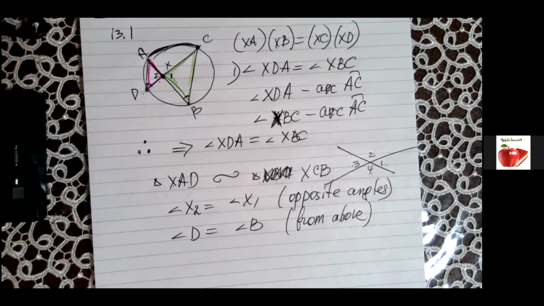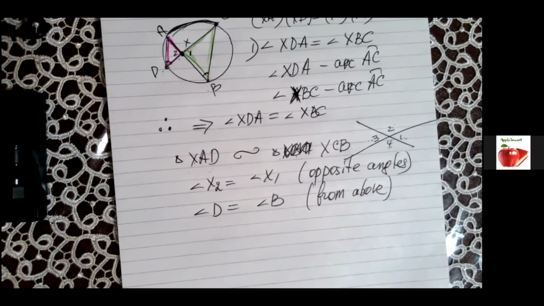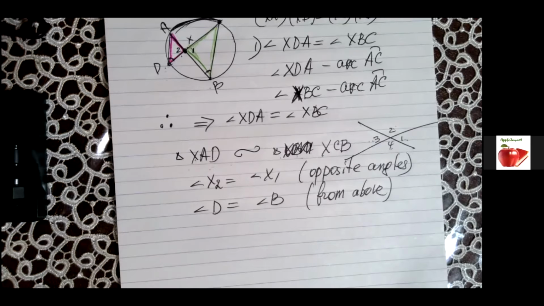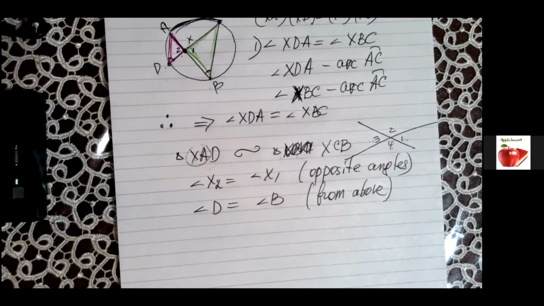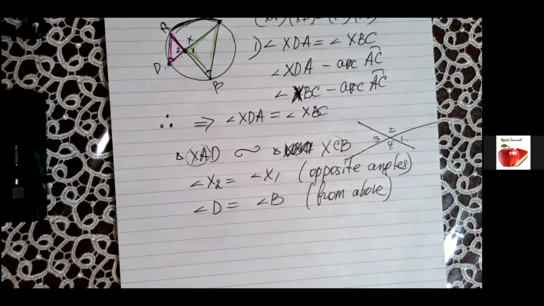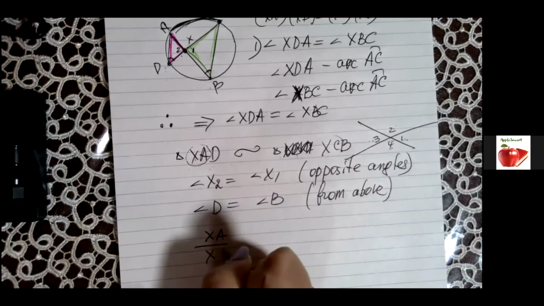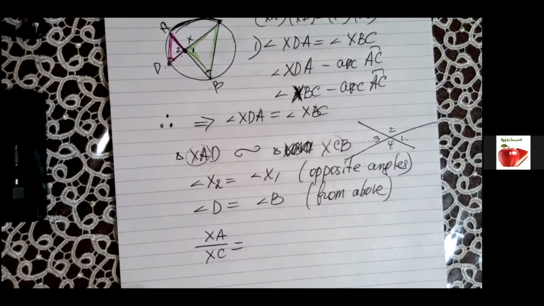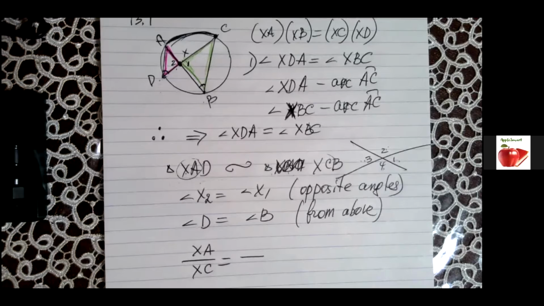Now, if we know that two triangles are similar, that means the ratio of the corresponding sides are equal. What does it mean, corresponding sides? You take side XA from the first triangle, which is corresponding with side XC from the second triangle. So you can say that XA over XC is equal to, what would be the next pair that I will mention? Which two other sides are corresponding sides in these two triangles?